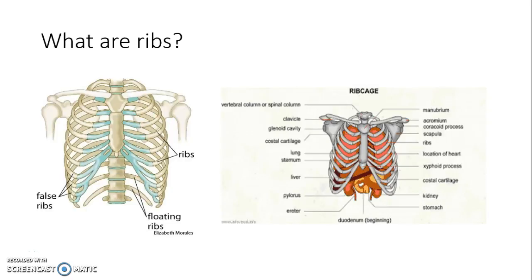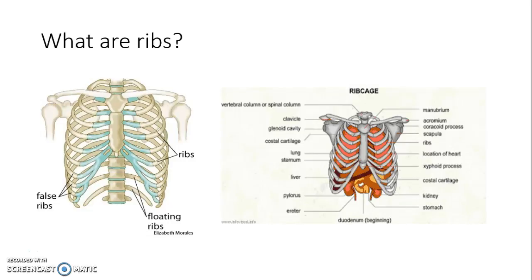Your ribs are the long curved bone surrounding your chest. It extends all the way back to your vertebrae, your backbone. In total, we have 12 pairs of ribs. Your first to seventh pair are known as your true ribs. They are connected to both your sternum, your breastbone, and your vertebrae.